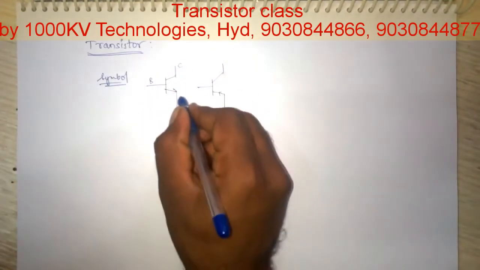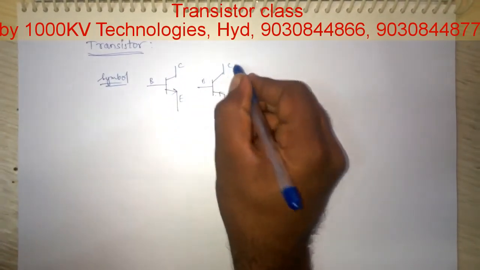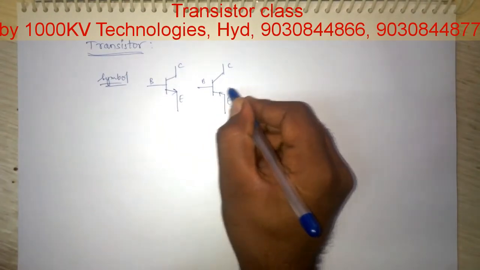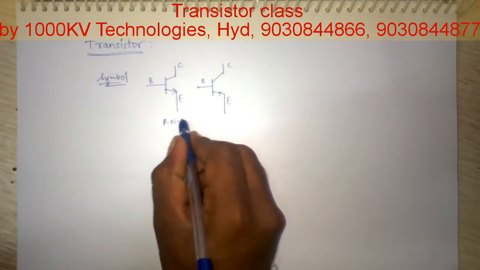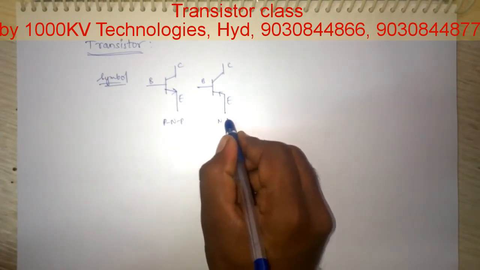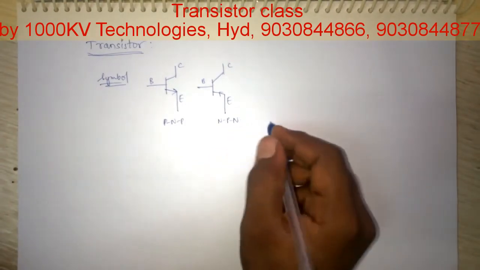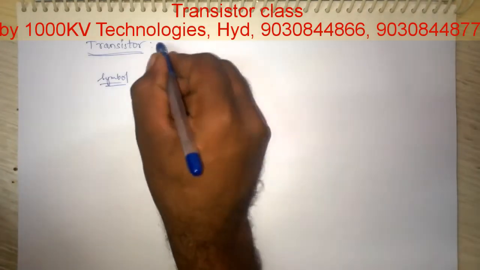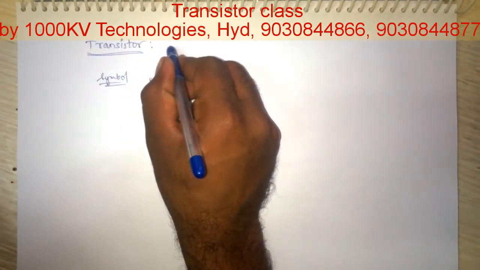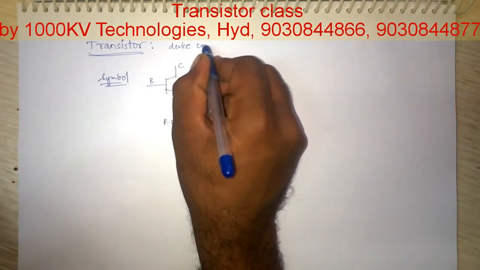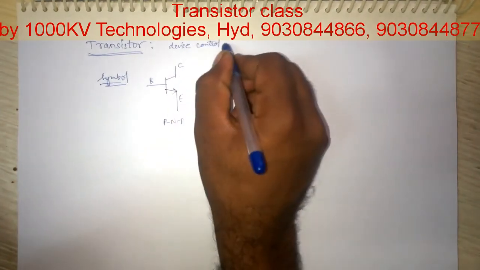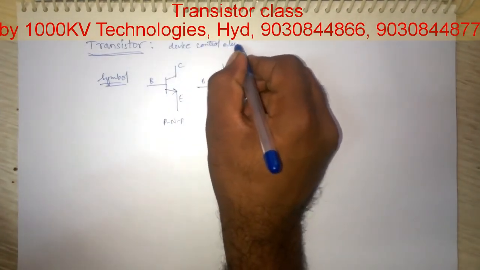this is a base, collector, emitter, and this is a PNP transistor and this is an NPN transistor. Definition is: a device that controls electricity.